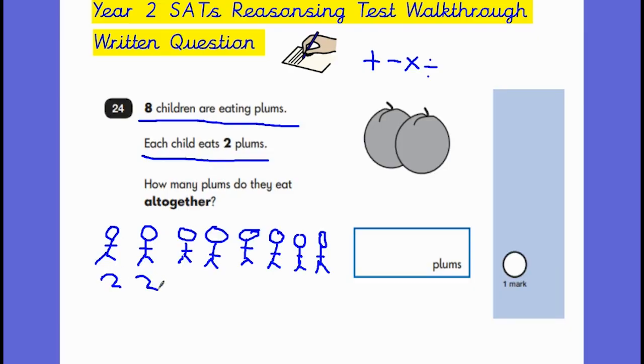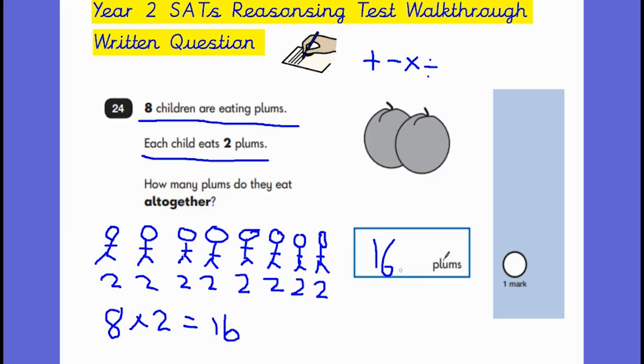2, 2, 2, 2, 2, 2, 2, and 2. They can then see that they're counting in twos. The question's asking them to do 8 groups of 2, or 8 multiplied by 2, which is 2, 4, 6, 8, 10, 12, 14, 16 plums in total, which would be the answer. Remember to write it in the box.